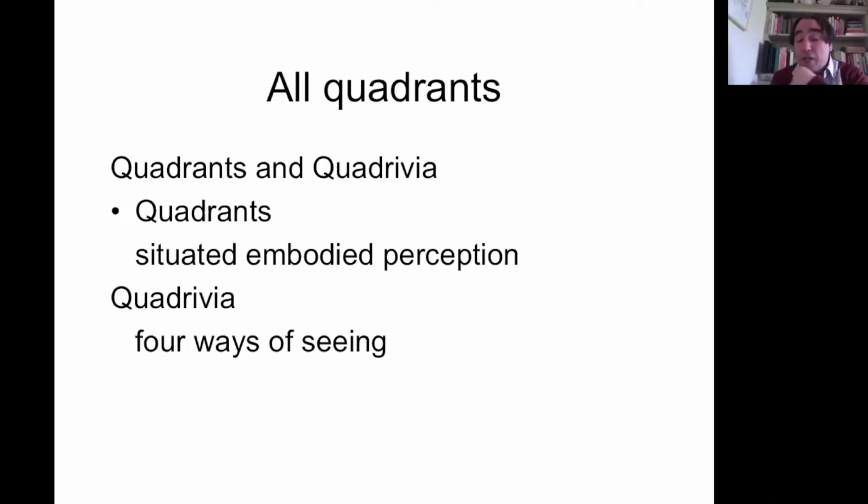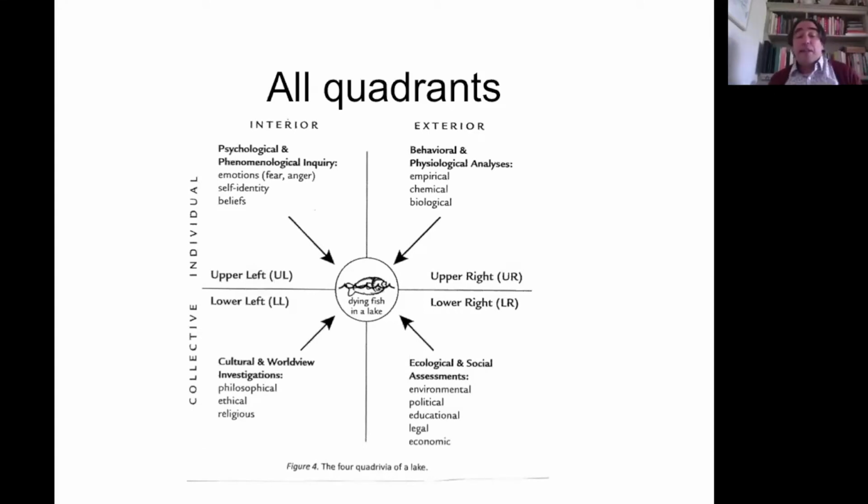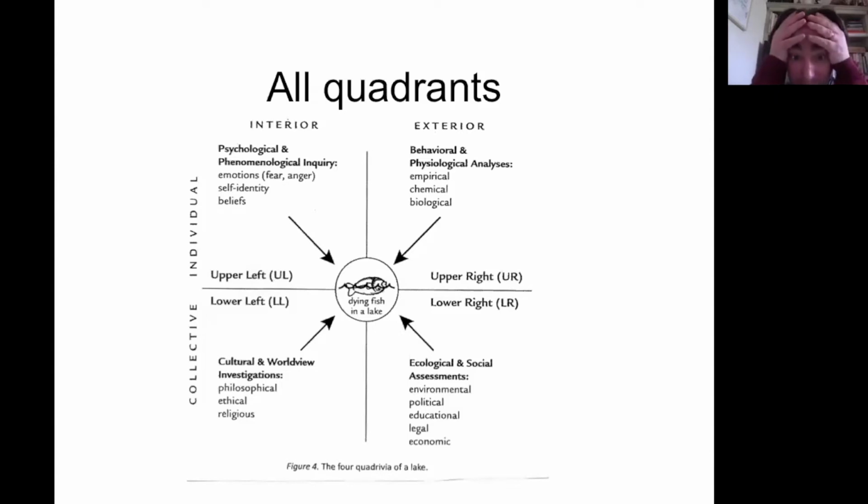There's also quadrivia, which is four ways of seeing. In this example, a person is situated in the center of the four quadrants, and they have experiential phenomena going to the shops, behavioral phenomena going to the shops, cultural phenomena going to the shops, and social systemic phenomena going to the shops. These are actually the dimensions of your own being. However, you can also look at something, an object, through the four quadrants as well.